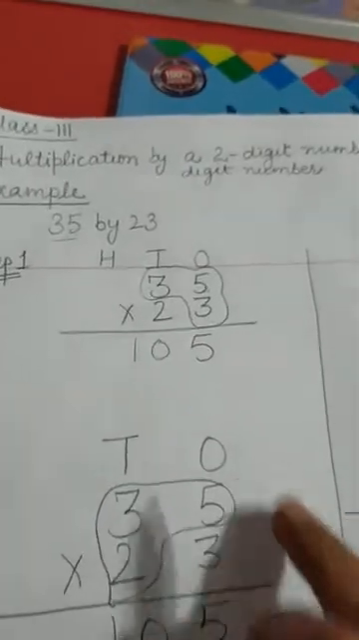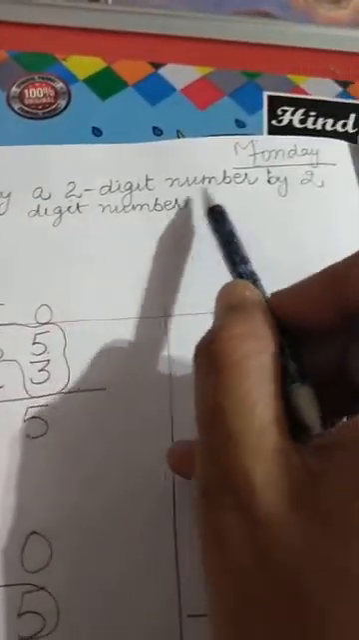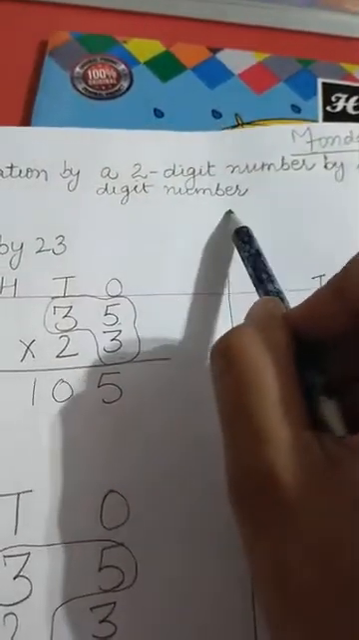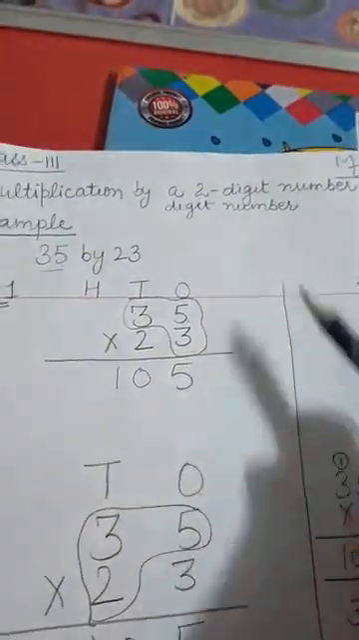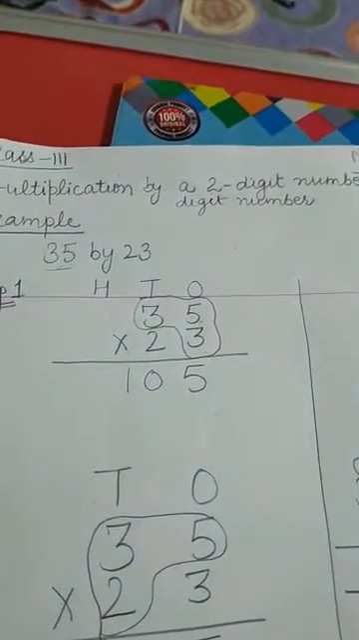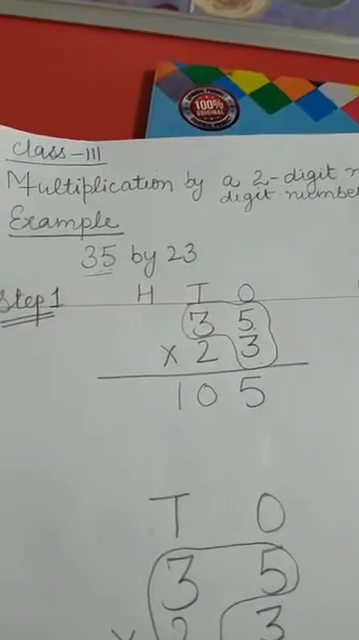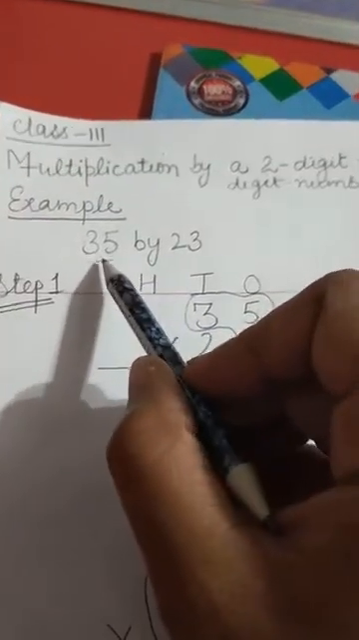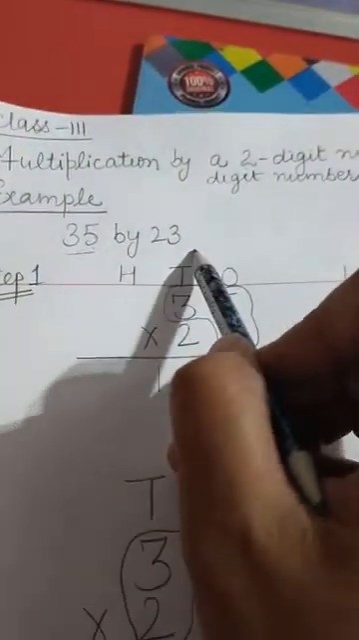Students, today I will teach you multiplication of a two-digit number by a two-digit number. So take your notebooks and pencils with you, and here we start. You can understand this with the help of one example. For example, multiply 35 by 23.